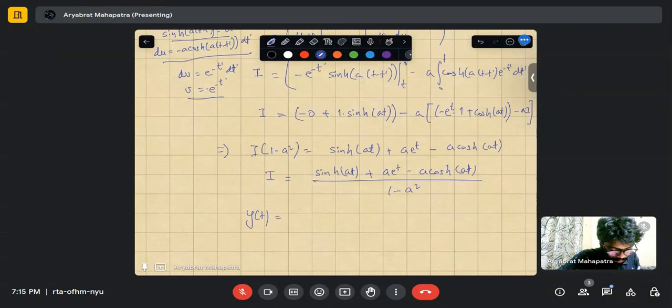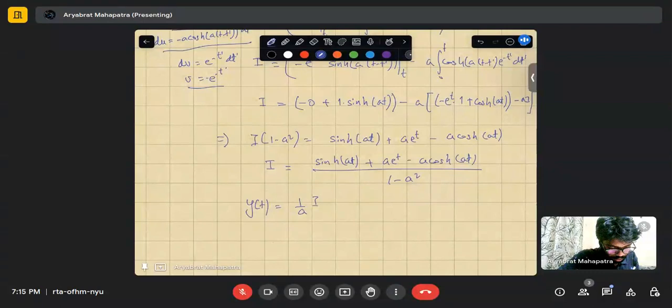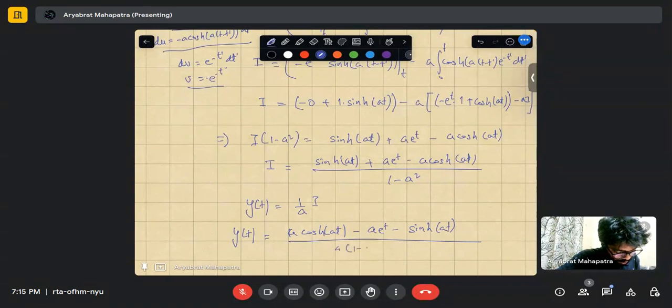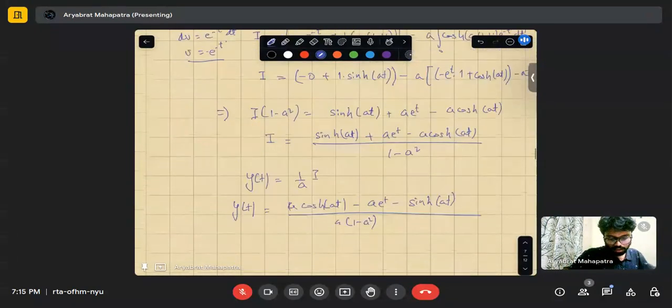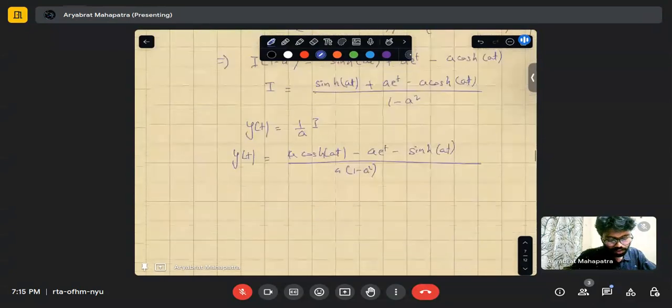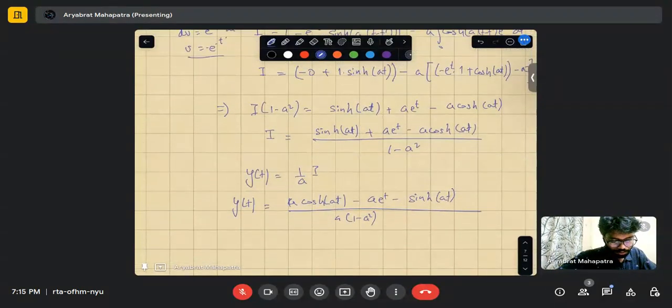So y of t is basically 1 by a times I, and so here you got it. What is your y of t? It is a cos hyperbolic at minus a et sine hyperbolic at over a 1 minus a square. So this is the result you will get, the solution for your differential equation.